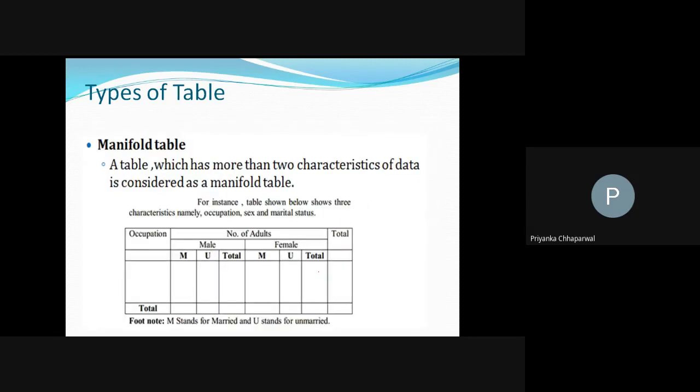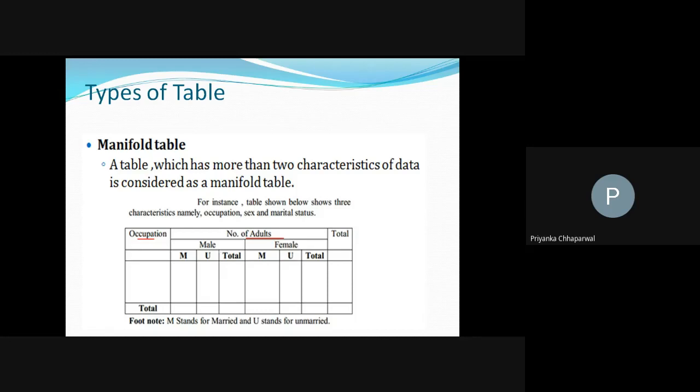Then third is the manifold table. A manifold table means one which has more than two characteristics. Means in this table, in the last table there was the number of adults, with a variable and second the adults, with no further classification. In the two-way table we have classified in two ways, male and female.